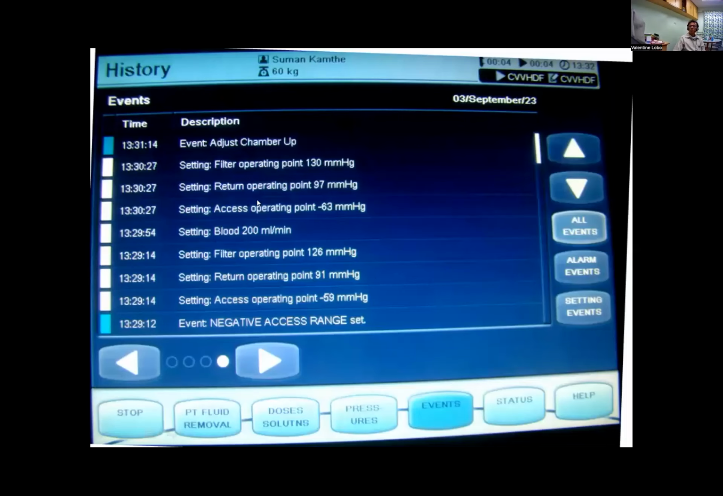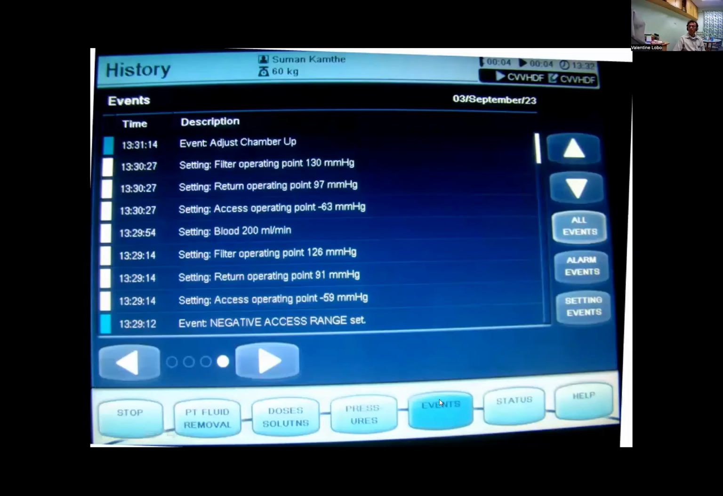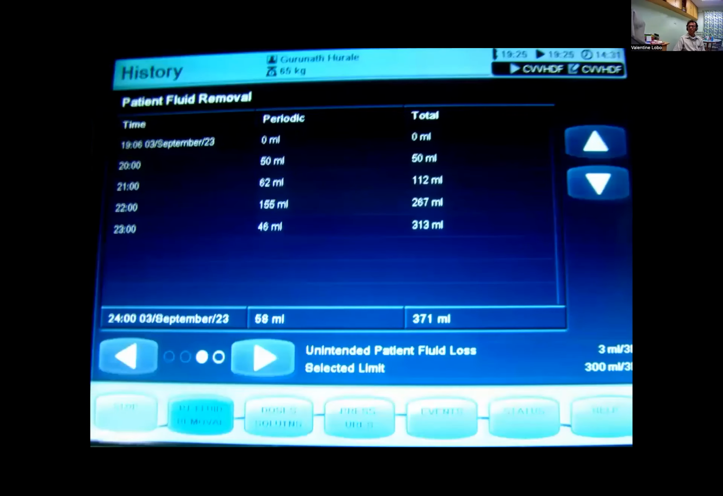We need to look at and monitor our pressures from time to time, and we can use the history button at the bottom of the screen to go here and look at what events are happening in our circuit in order to monitor it and prevent the circuit from clotting. Now, here we can look at a screen, and I have chosen to look at the patient fluid removal.